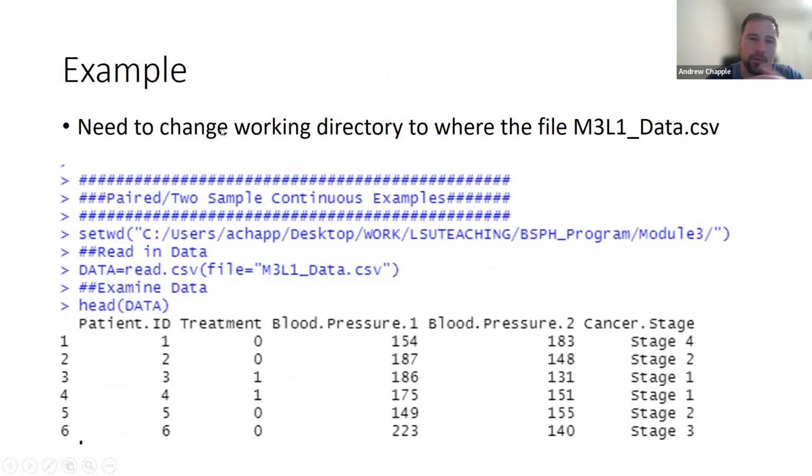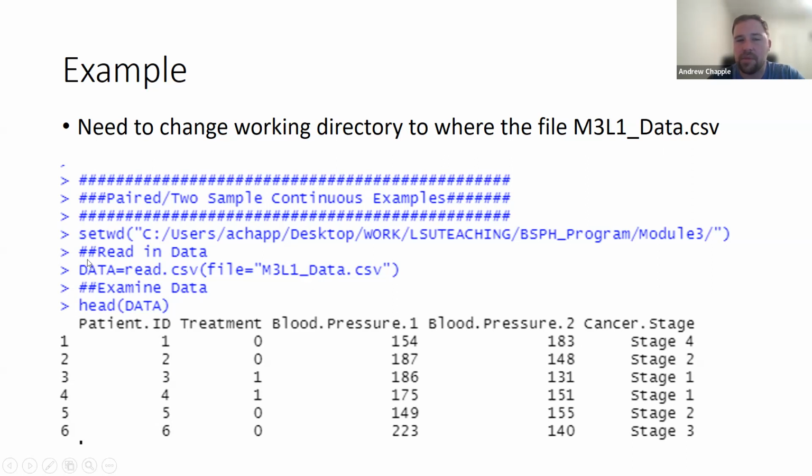As an example, we'll work through and actually use R code to do these t-tests. First thing we want to do is change our working directory. My working directory is users, HAP, desktop, work, LSU teaching, BSPH program, module 3. That is where my M3L1 data.csv file is saved. I'm going to read it in with this command here.